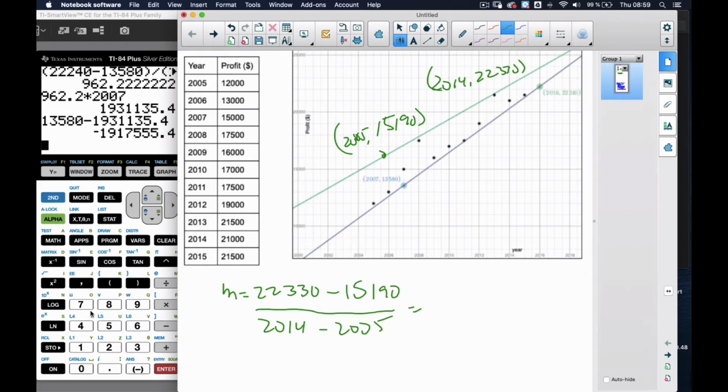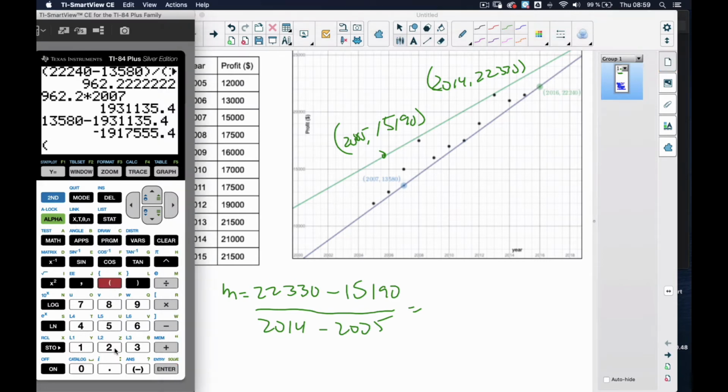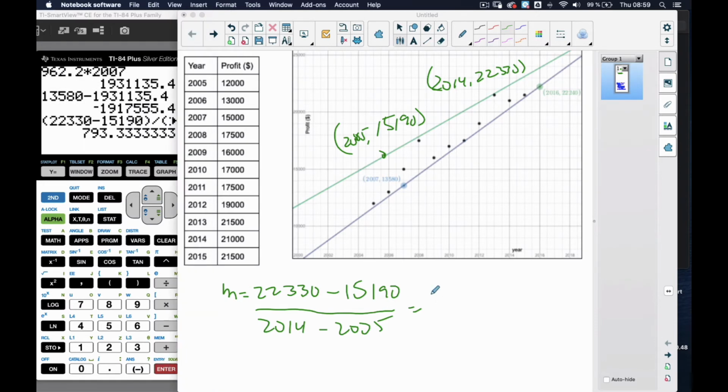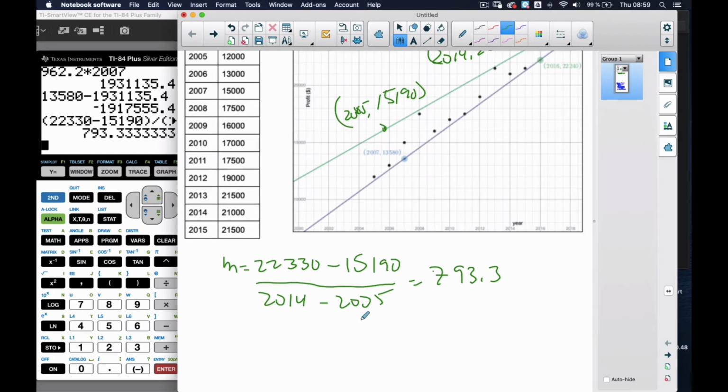So now if I'm going to calculate my slope, I go 22330 minus 15190. And as I'm doing this, recognize that there's not just one exact perfect slope you can have for the upper and lower bound. There are going to be lots of different slopes that are reasonable. That's kind of the idea. We are looking for a reasonable slope or line that we can do as best we can.